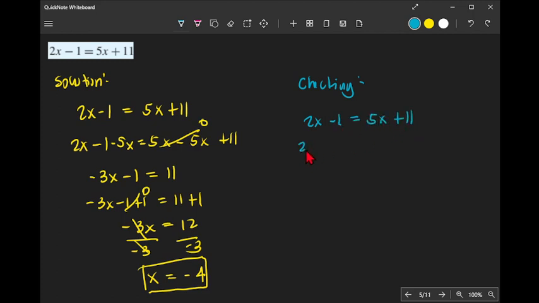So substituting, 2 times our x, which is negative 4, minus 1 is equal to 5 times negative 4 plus 11. So 2 times negative 4 is negative 8, minus 1, so this is negative 9. And this is equal to 5 times negative 4, negative 20, plus 11. So negative 20 plus 11 is also negative 9. So they are equal. Therefore, our value of x is correct. That is how you are going to do the checking.